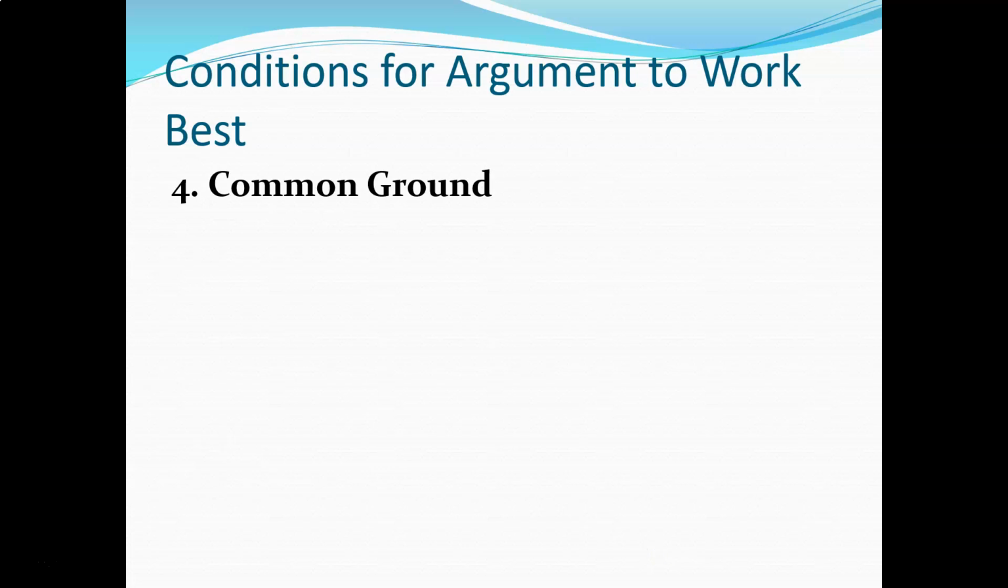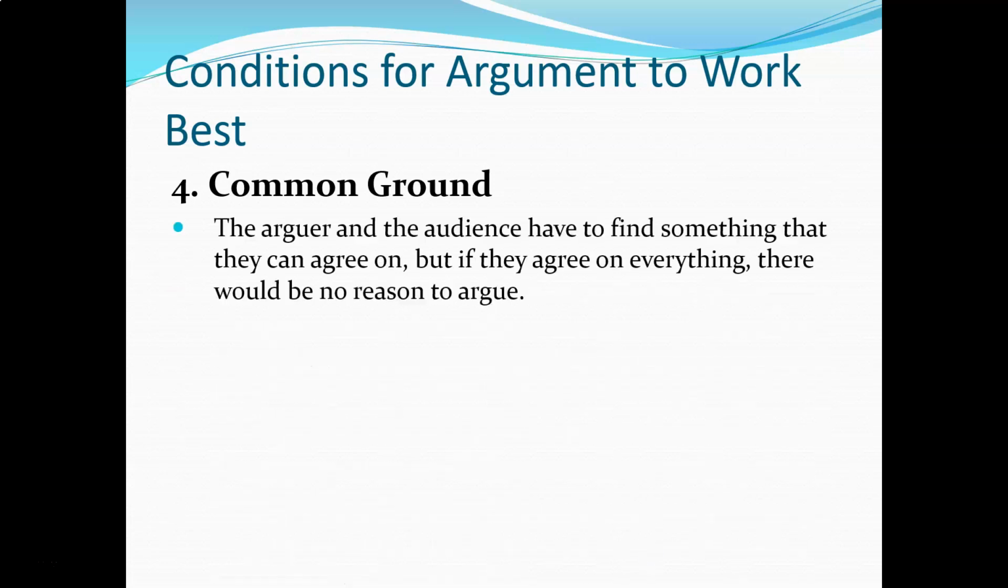And then the fourth, very important condition for argument to work best is that of common ground. The arguer and the audience have to find something that they can agree on. It doesn't have to be a huge thing, but if they agree on everything, there would be no reason to argue. So let's say the issue of gun control. Maybe the arguer and the audience have very different positions, but they're both concerned with children being safe at the public school they attend. So maybe in that common ground, they could think about guns and how that could work best for the safety of the children.